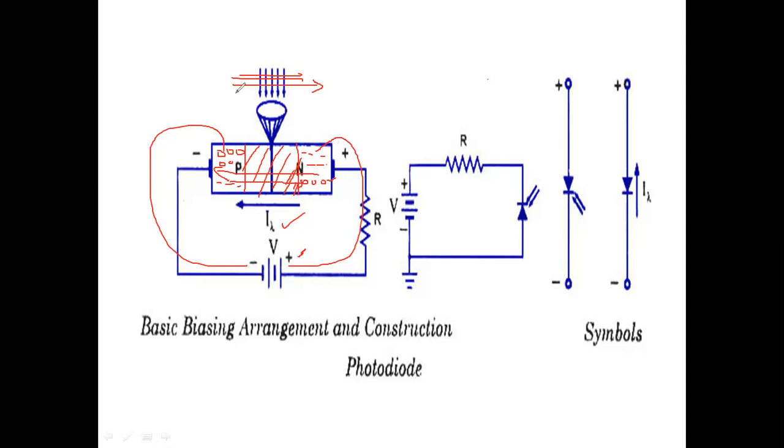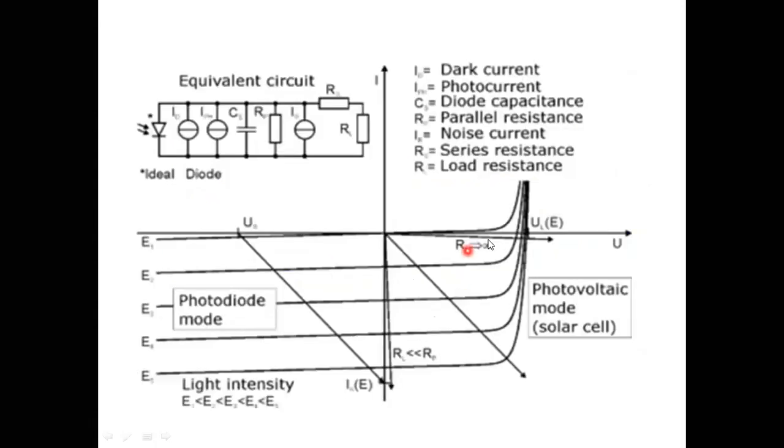If I increase the incidence of this light beam, what will happen? Temperature here increases and more electrons are discharged from their parent atoms, and those electrons become free electrons. These free electrons tend to move in the electric field such that I will get high current.